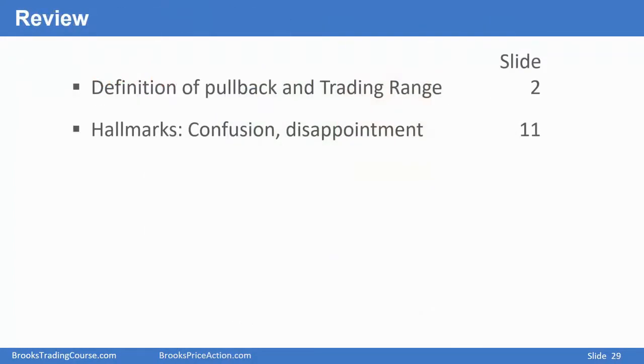I began this video by distinguishing a pullback from a trading range. A pullback is a small trading range in which the trend probably will continue. Once the pullback adds enough bars so that it's unclear whether the trend will continue or reverse, I use the term trading range. If ever you look at any chart and you're confused about what's going on, or you're disappointed after a strong move up or down, you have to assume that the market is in a trading range. And if it is, you trade it like a trading range. You buy low, you sell high, you scalp.